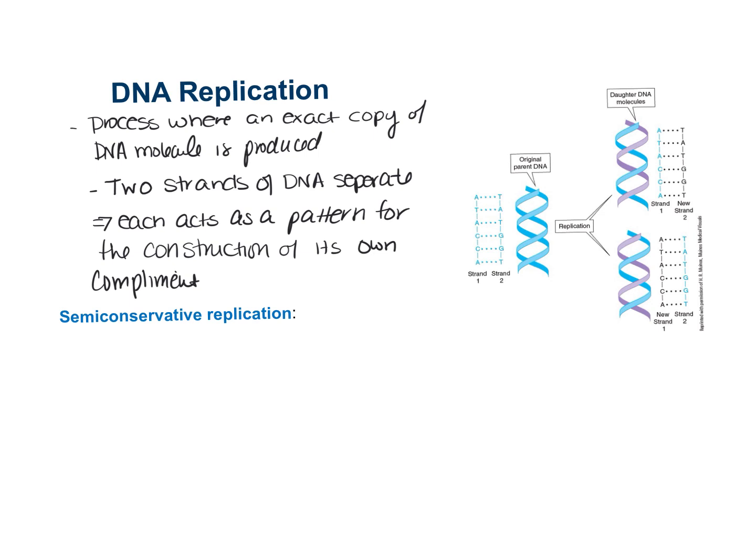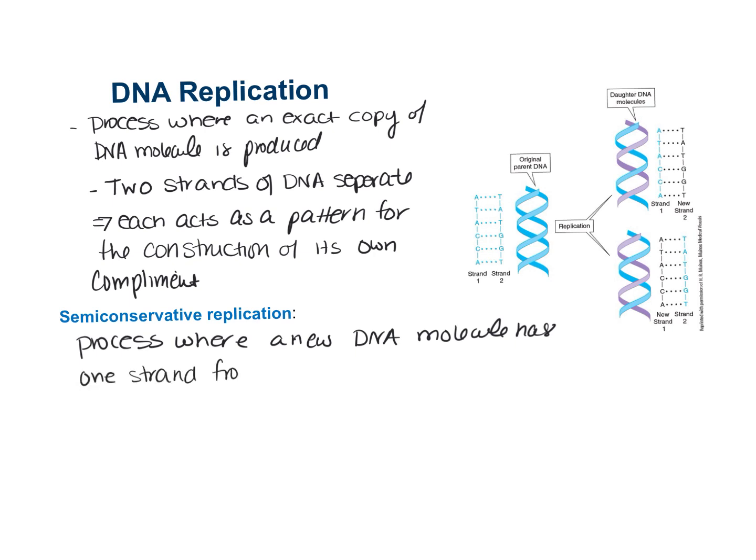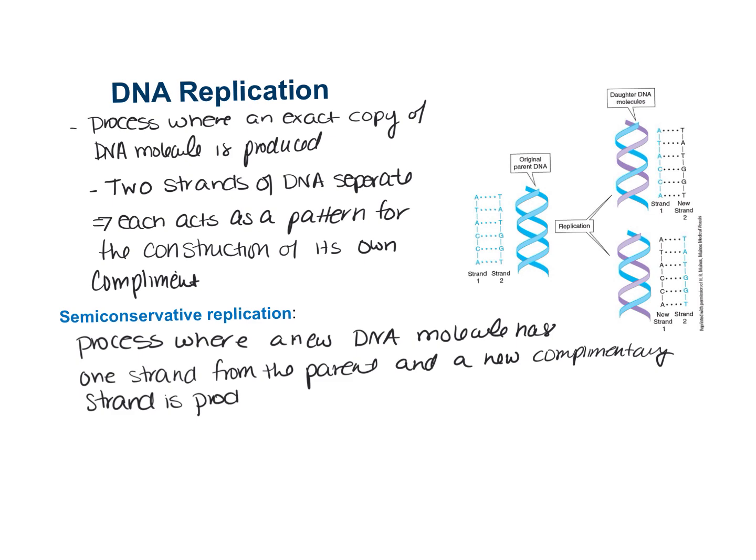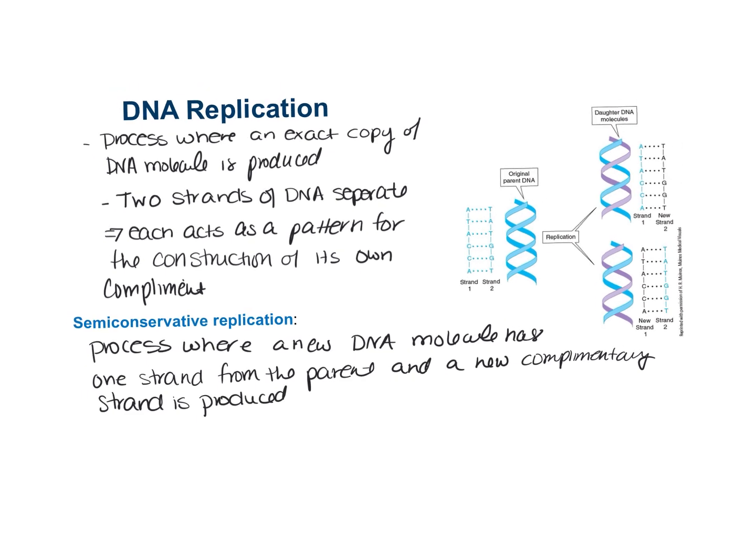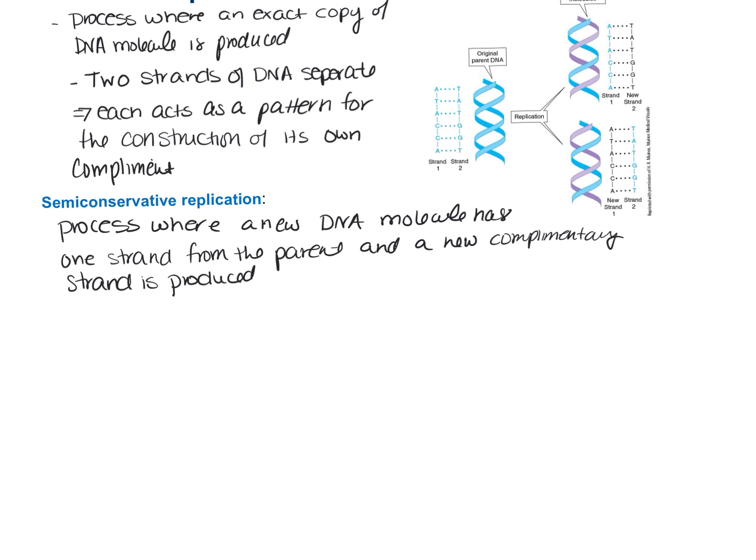Now, this is considered semi-conservative replication. And when we talk about that, that's just the process where a new DNA molecule has one strand from the parent and a new complementary strand is produced. Now, replication occurs simultaneously at many points along a DNA molecule. So this is just happening pretty frequently.